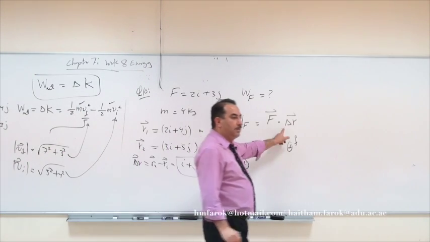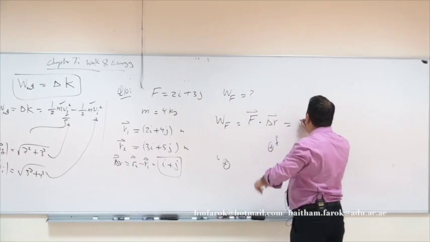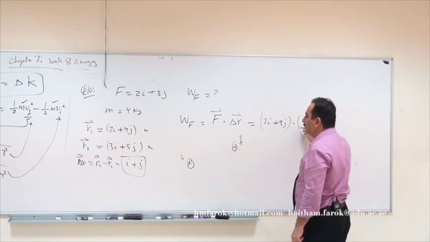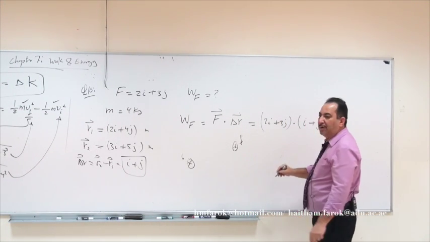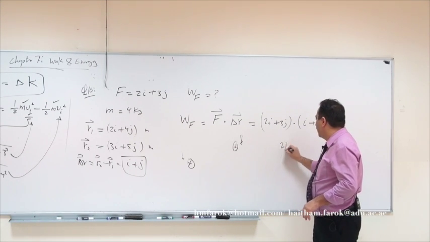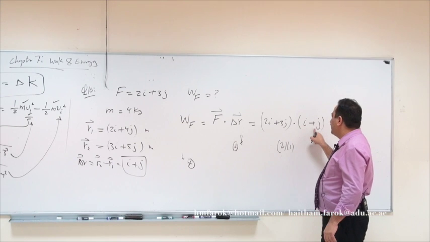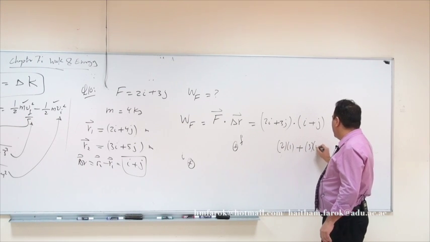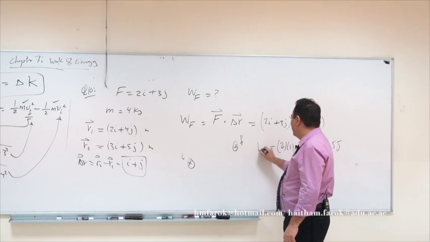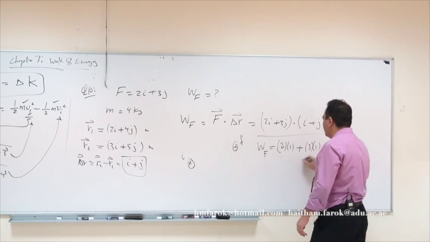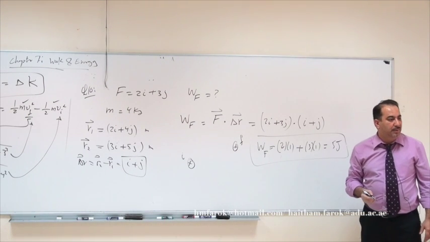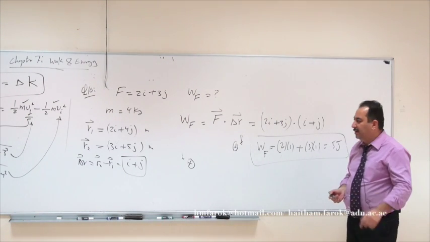Can we do the dot product now? F, 2i plus 3j, dot i plus j. When you do dot, the i by the i, 2 by 1, plus the j by the j, 3 by 1. So what's the answer? 5 joules. So this is how you use the dot product to find work: F dot delta r.